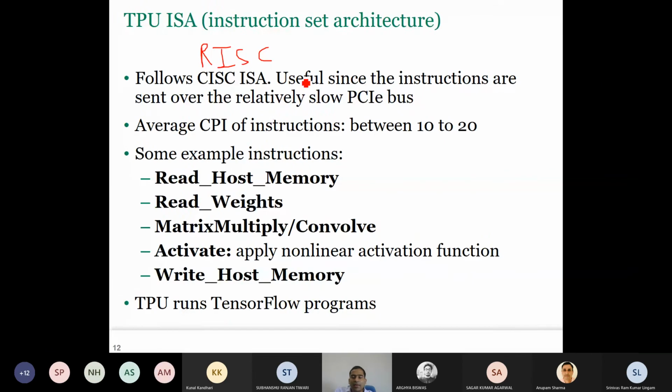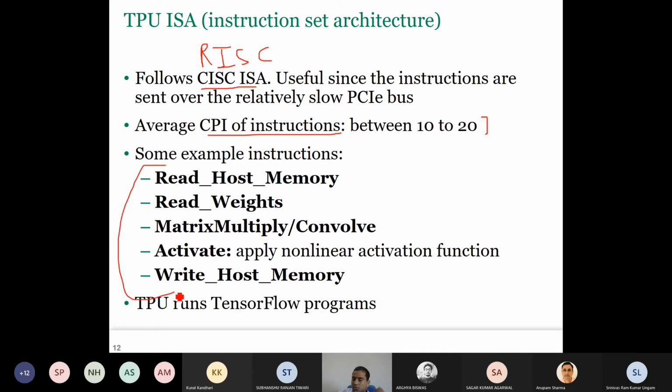Coming back here, the benefit of using CISC in TPU is that instructions are sent over the PCI Express bus by the host, and you don't want to send a lot of data over the PCI Express bus. So you send only a few instructions, and those instructions themselves will do a lot of things. You don't want the PCI Express bus to become a bottleneck. The average CPI of instructions is between 10 to 20. CPI means cycles per instruction, so each instruction takes between 10 to 20 cycles.